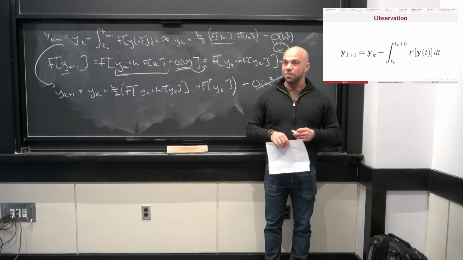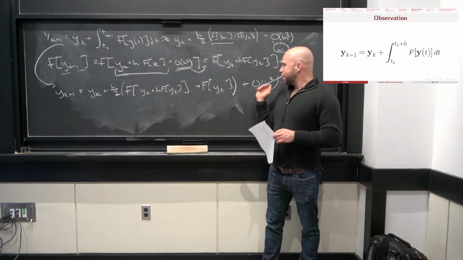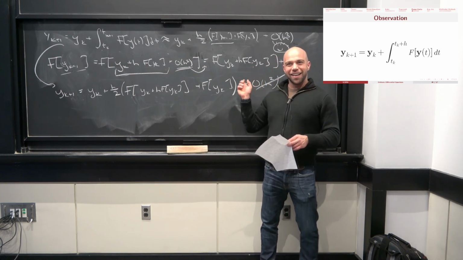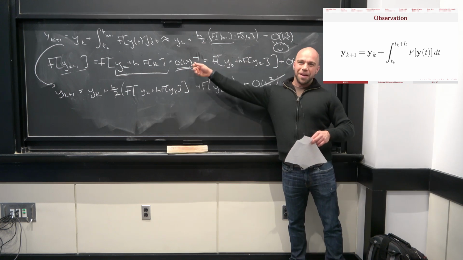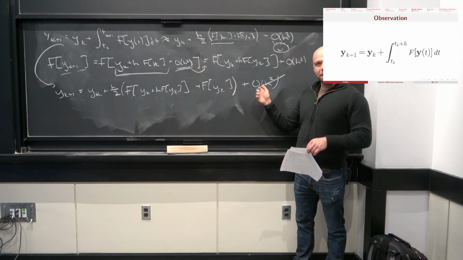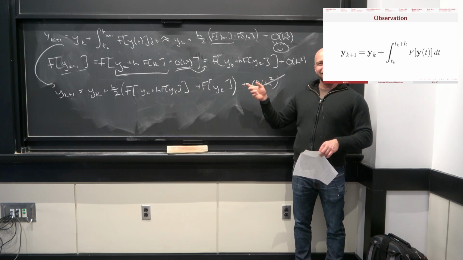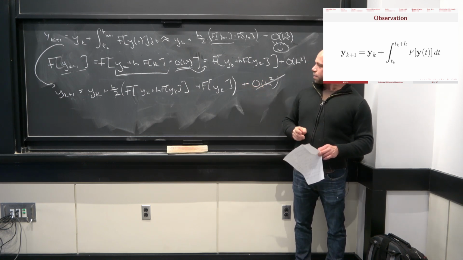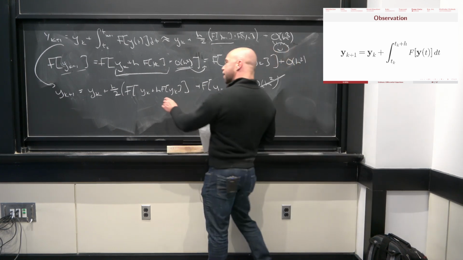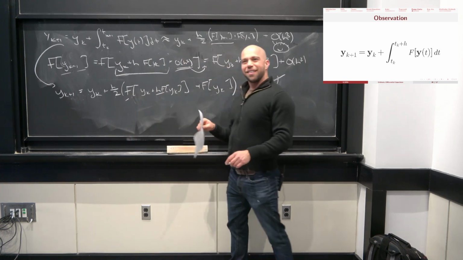So what did I give up? For one, the error changed. Remember, I did incorporate a new term into my error. And in fact, you can show that this will make this method not unconditionally stable. There's a stability condition. The other thing is that I have to evaluate f twice now.